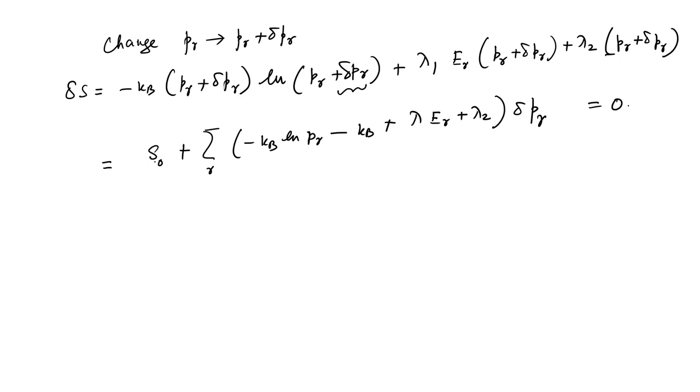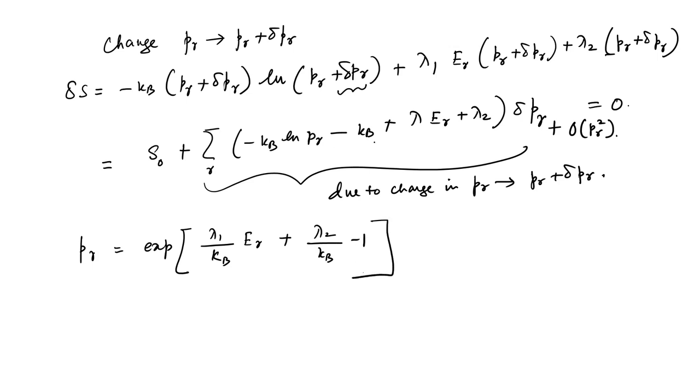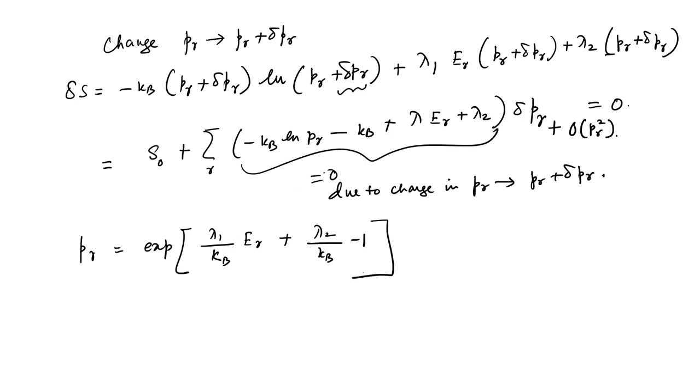Now, S0 is the one that is with this P_R, and this is the one that came due to the change in P_R to P_R plus delta P_R. Okay. So, in order for this equation to be valid, there are of course other terms which are of the order of delta P_R squared, which we neglect. We simply put this coefficient equal to 0. So, that gives you P_R equal to exponential of lambda 1 over k E_R plus lambda 2 over k minus 1. So, this is what we get by putting this bracket equal to 0, because delta P_R is not equal to 0.